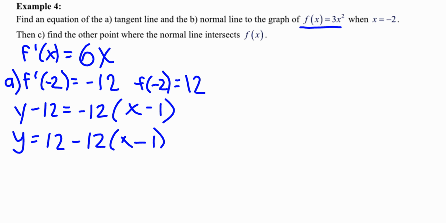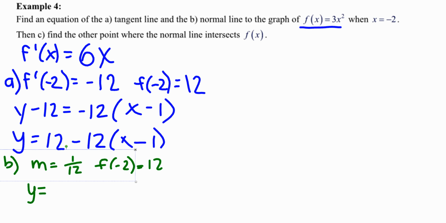The only thing that's going to change for our normal line is our slope. Our slope is now going to be positive 1 over 12, and our point is still negative 2, 12. Now instead of writing y minus y1, I'm just going to go ahead and move that y value over, just like I did, saving myself this step. Minus, oh, it's plus actually because it's a positive slope, x plus 2. Alright, I just noticed a mistake. Why did I put minus 1? It should be plus 2 there. Wow, that could have been a big mistake. Alright, so I fixed that.